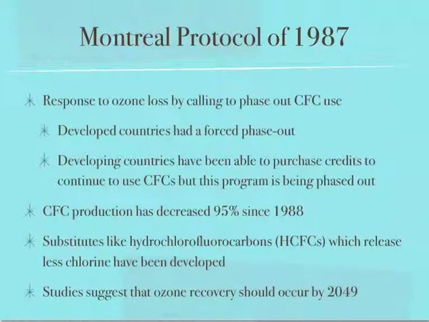The Montreal Protocol of 1987 is the response to ozone loss, which called for the phasing out of CFC use. Developed countries were forced to phase out CFCs, while developing countries were able to purchase credits to continue using CFCs until they developed better technology. This program for developing countries is now being phased out as we would like to eliminate all use of CFCs on the planet. CFC production since 1988 has decreased by 95%, so most of the goals of the Montreal Protocol have been met.